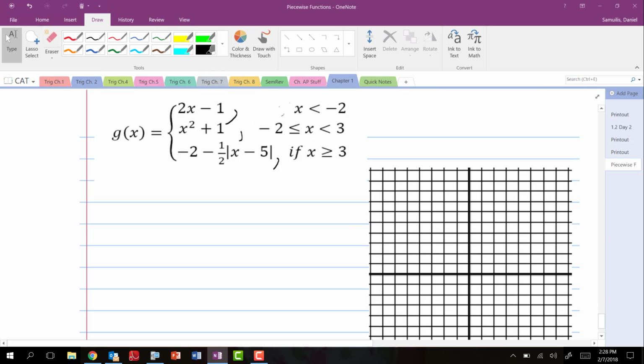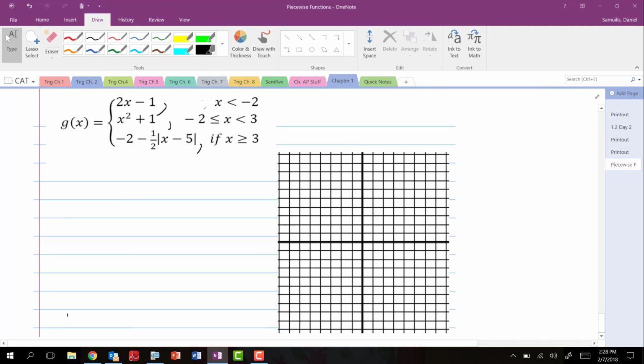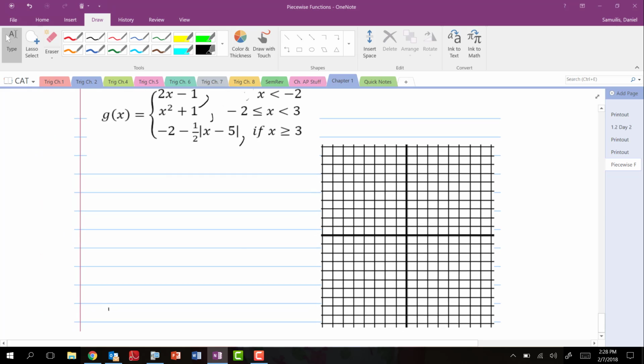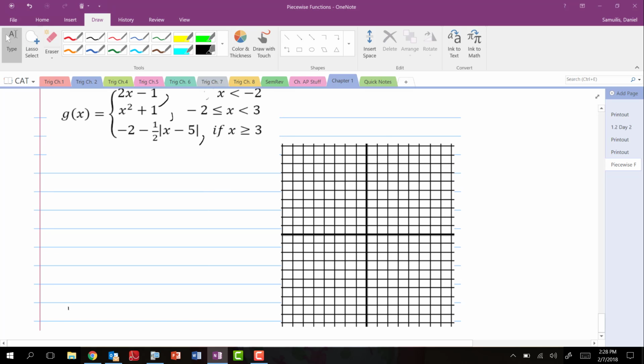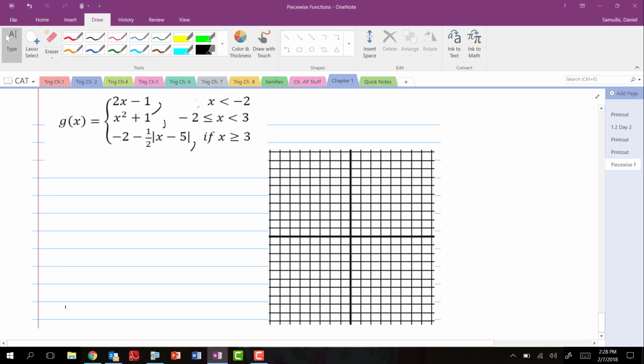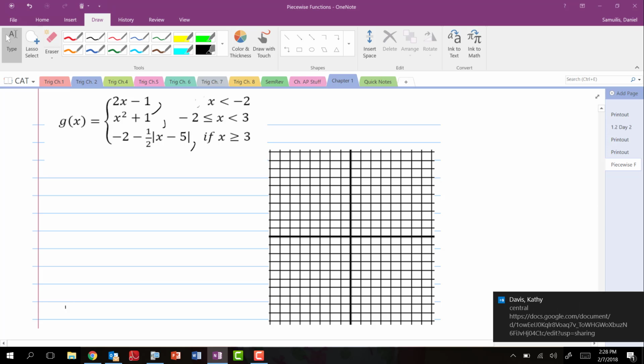And then this is my own devious design. Ooh. Went nuts on you here. What's the first thing a picture of? 2x minus 1. What's the second thing a picture of? Quadratic, which means it's a parabola. What's the third piece? Which is a picture of a V. And we might need to know something about the vertex in order to know where this is located.